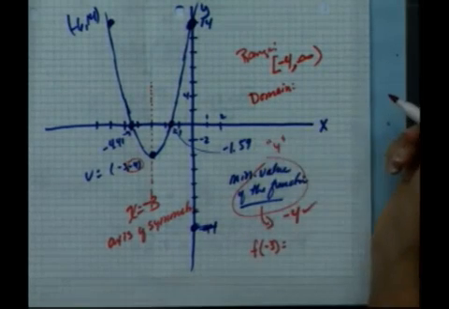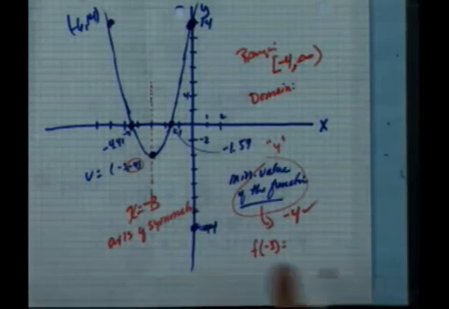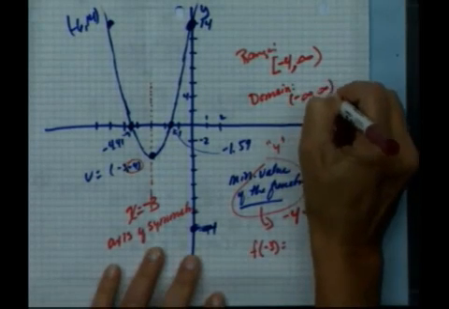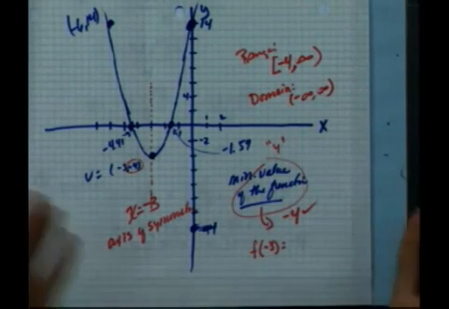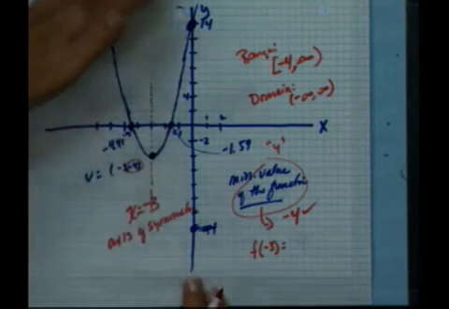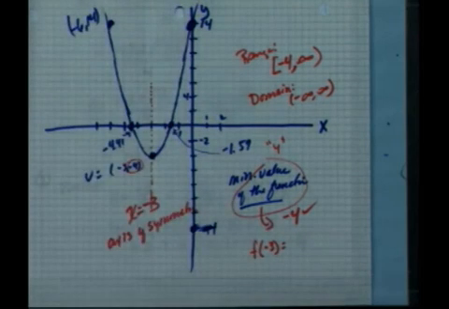What's your domain? The curve keeps going forever and ever. Domain is x values. Negative infinity to infinity. You can put in any value for x you want and you'll get a y value, but the range is the y values. Got it?